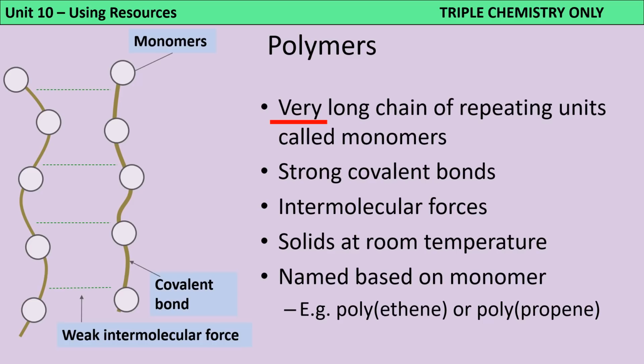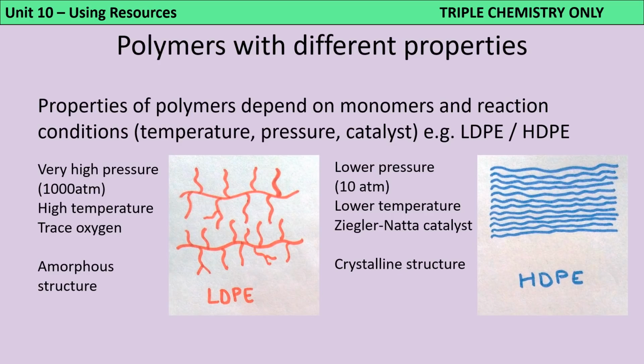We can name a polymer based on the name of its monomer, so for instance if you take ethene and you polymerise it, you make polyethene, or if you take propene and polymerise it, you make polypropene. The physical properties of a polymer, such as its density and its melting point, will depend on the monomer that it's made out of, but also the reaction conditions that we use to make it, so the temperature and the pressure and the catalyst. For instance, we can compare 2 types of polyethene, low density polyethene and high density polyethene.